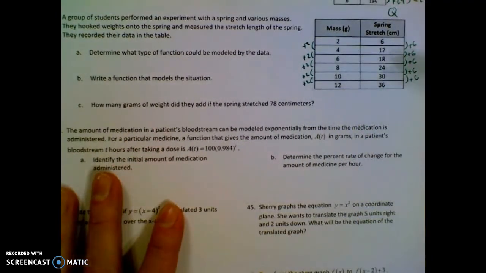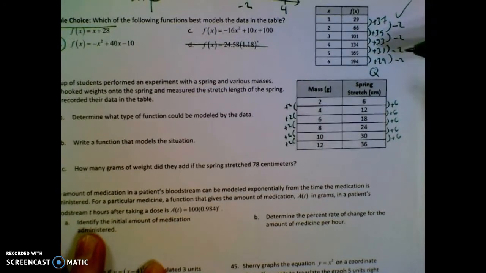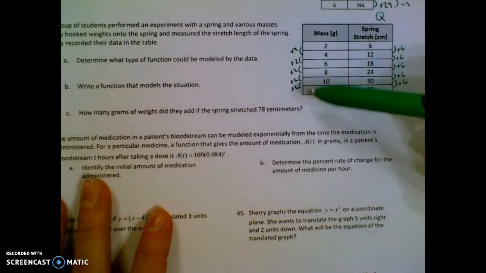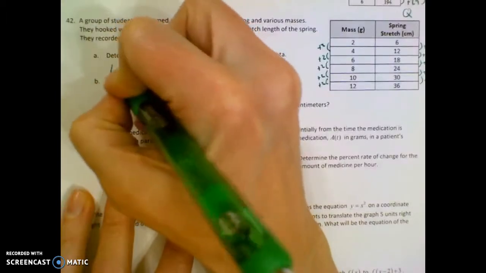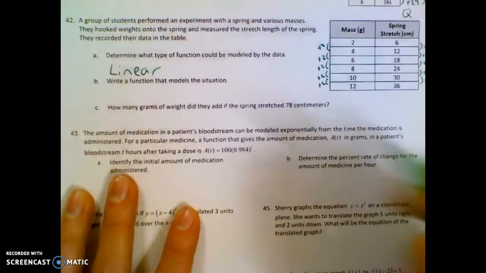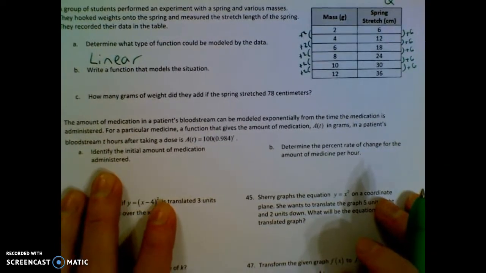If it was exponential, it'd be a multiplication repeatedly. If it's linear, it's repeated addition. And then we just talked about quadratic on the previous, where it's those second differences. So this guy clearly is going up by 2 on the left and up by 6 on the right. So this guy is going to be linear because he's a constant rate of change.